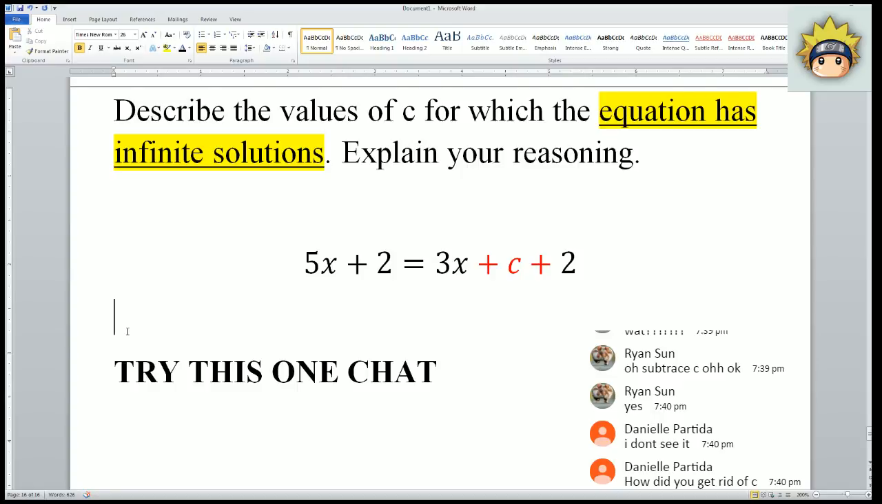What do you mean, how do I get rid of the C? It's not how you get rid of the C, it's asking what substitution you have to make for C so that it becomes no solution. So try this one. It has to have infinite solution. What is the value of C so you have infinite solution?